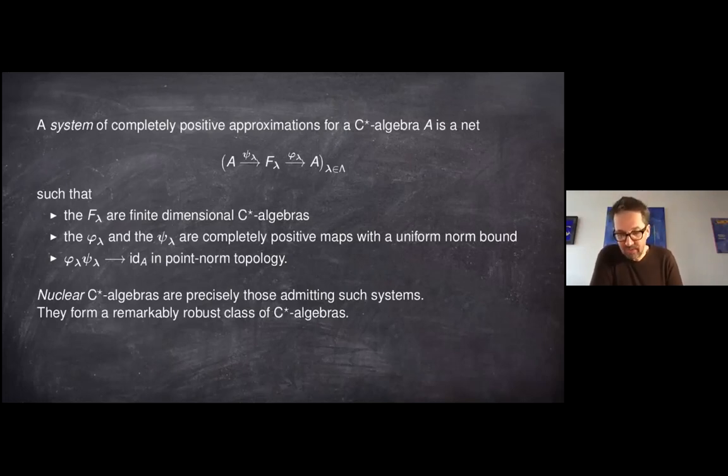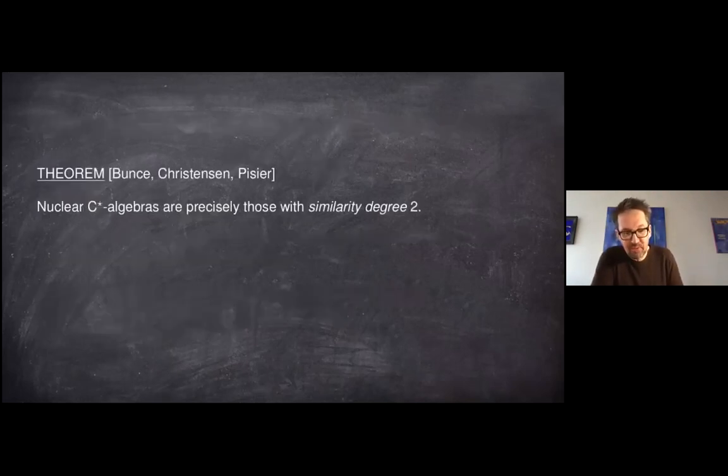there are a lot of very fancy results, especially in the context of von Neumann algebras. This, of course, is Connes' spectacular classification of injective II_1 factors. Let me show you a few more sample results, which are maybe not so well known. One very classical result is this here: nuclear C-star algebras are precisely those with similarity degree 2.